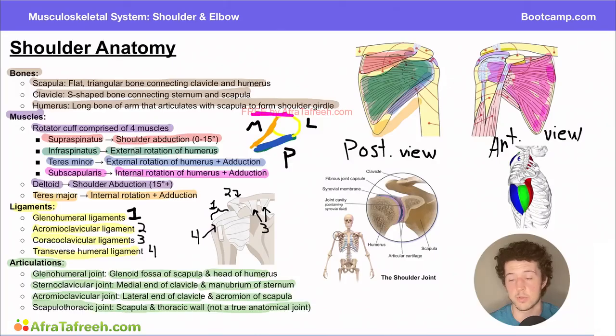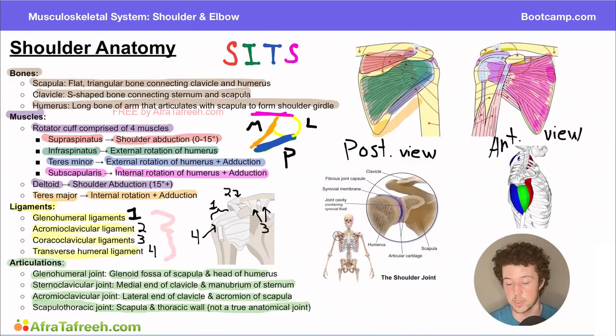The three important bones of the shoulder will be our scapula, our humerus, and our clavicle. The muscles of the shoulder will include the rotator cuff, which will have our supraspinatus, infraspinatus, teres minor, and subscapularis, giving us our SITS mnemonic, as the rotator cuff sits on the scapula, in addition to the deltoid and teres major contributing to actions at the shoulder. There are several ligaments of the shoulder which are all at risk of injury and are often named by the two bones that they attach. And the joints of the shoulder include the glenohumeral, the sternoclavicular, acromioclavicular, and the physiological joint, the scapulothoracic.